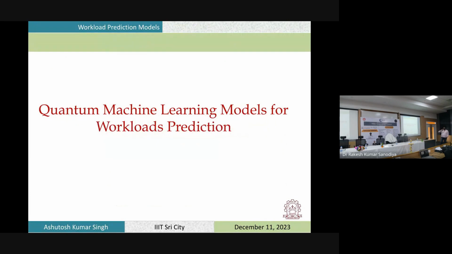This is the first solution proposed by our group: quantum machine learning models for workload prediction. This quantum machine learning model we proposed, we applied our own training algorithm, we didn't use an existing one. Since I am an electronics guy, I used a little quantum, some kind of weights and all from my side, and then you proceed.